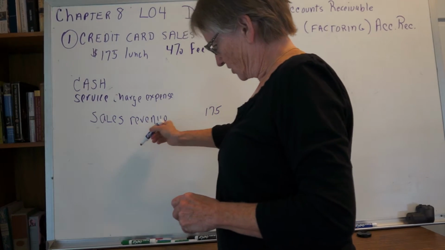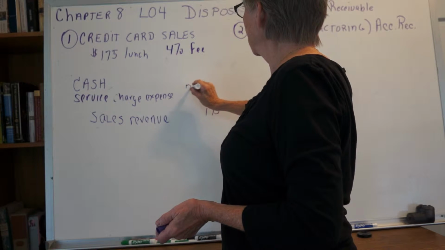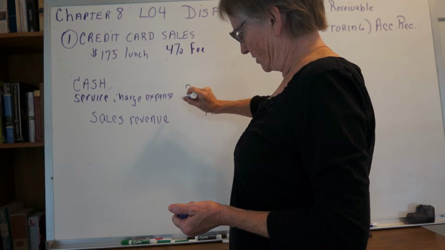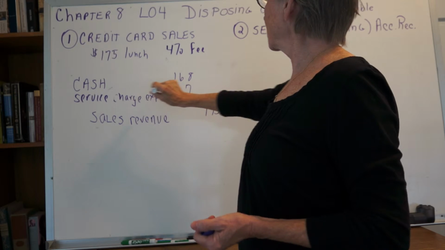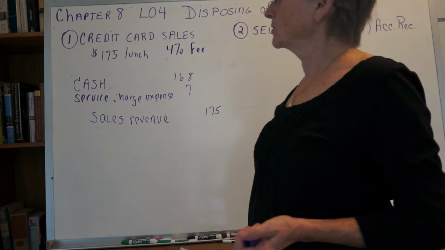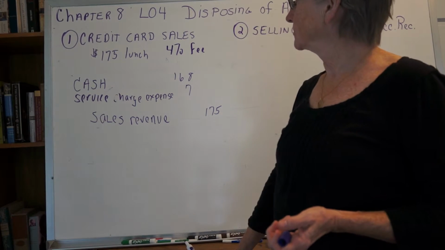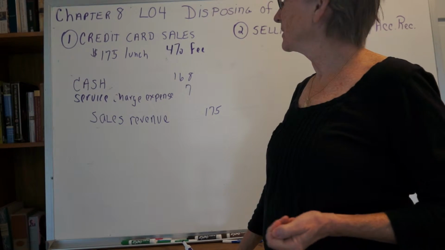So we would go the $175 times 4%, and we would come up with a $7 fee. They would credit our account with them for $168. So we just recognize cash of $168, service charge expense of $7, and we book the sales revenue. So that's having the credit card company collect our receivable there.